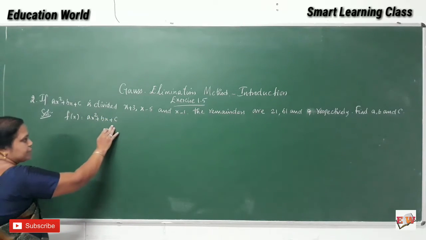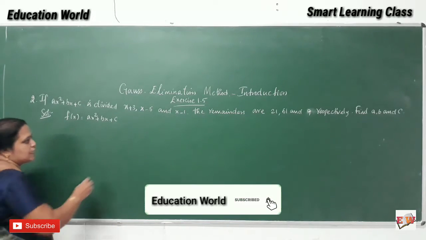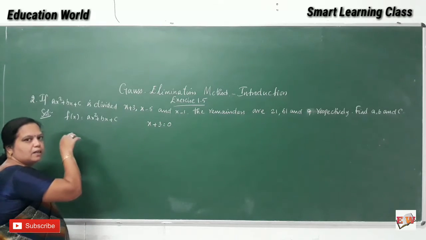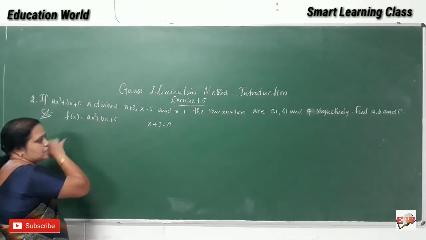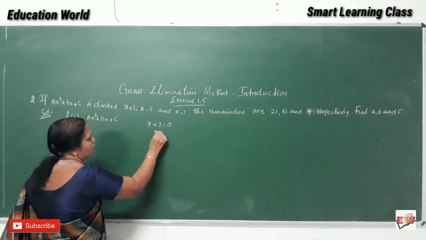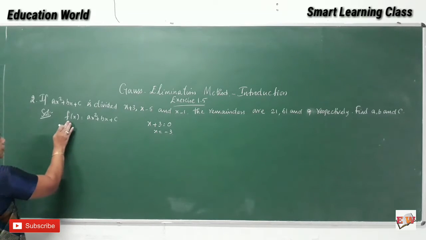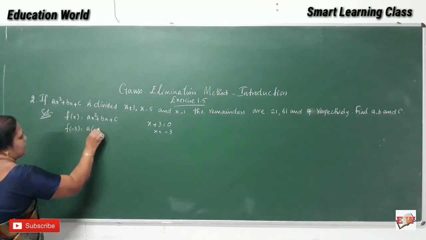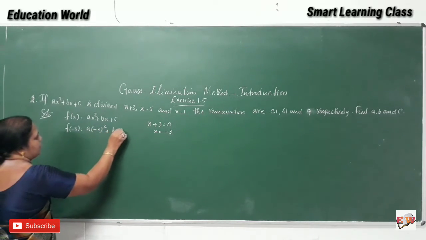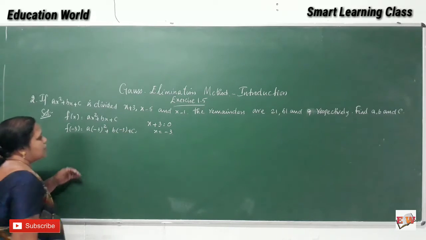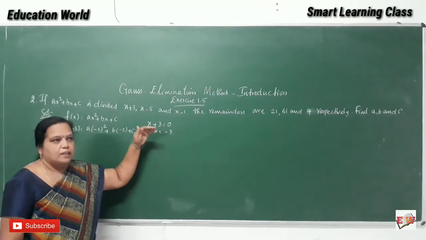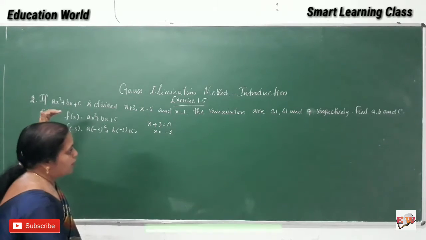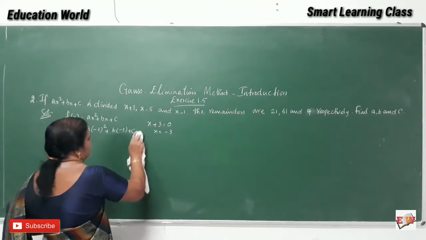Suppose this quadratic equation is divided by x plus 3. See, x plus 3 equal to 0 is the one factor of this. That time only it is divided by this term. So x is equal to minus 3. So I am going to substitute the value of x is equal to minus 3 in this equation: a into minus 3 square plus b into minus 3 plus c. Suppose this is divided by x plus 3, then the remainder, what is that? 21. They have given the remainder 21.